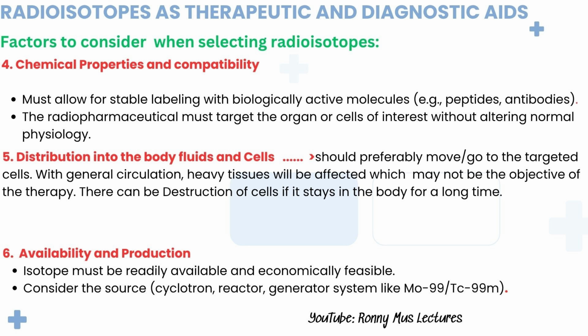Number five is distribution into the body's fluids and cells. And here you want it to move or to go to the targeted cells, okay? Because there can be destruction of cells if it stays longer in the body. And then the other factor is availability and production. It should be readily available and also economically feasible. I also need to consider the source.